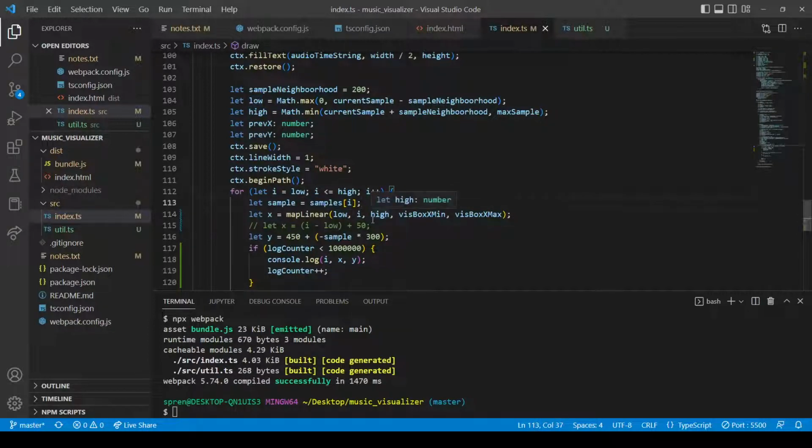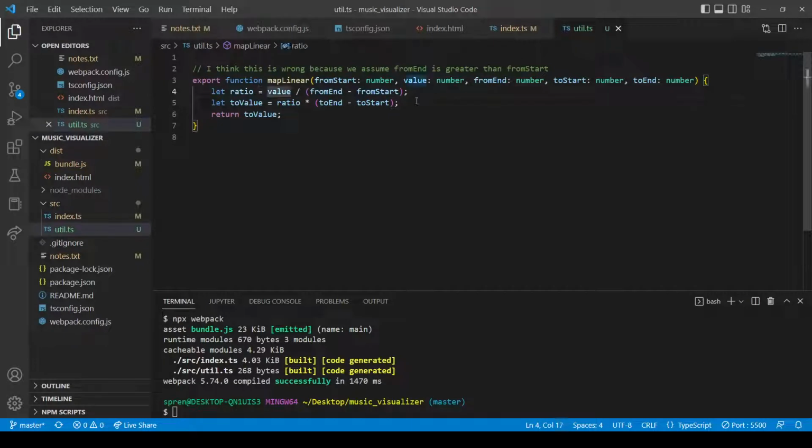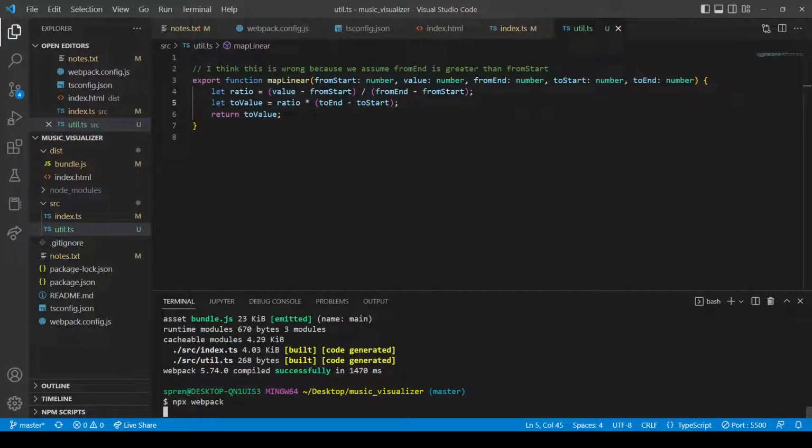Oh, no, it does make sense to me. Okay. I'm stupid. I did high minus low. I divided by high minus low. That's totally wrong, I think. Because I need to do this minus start before I do that division. Yeah, that should totally work.